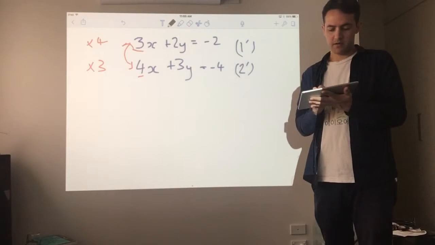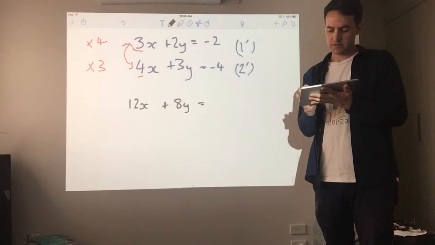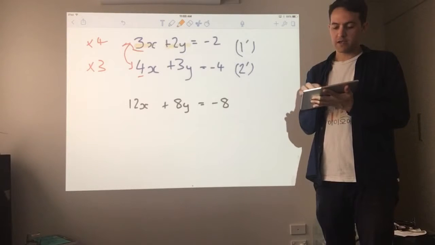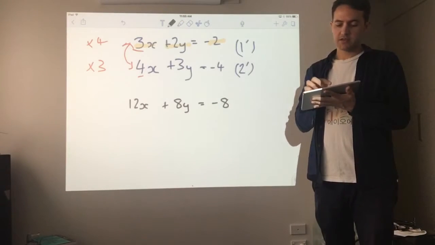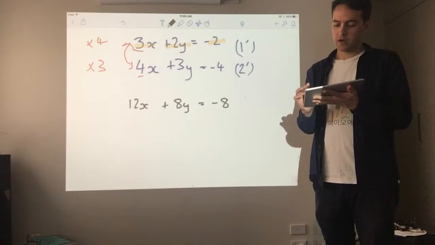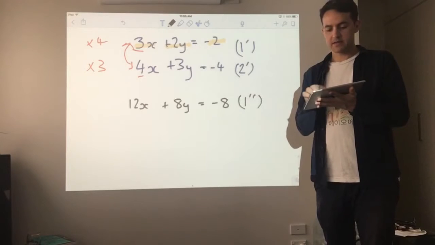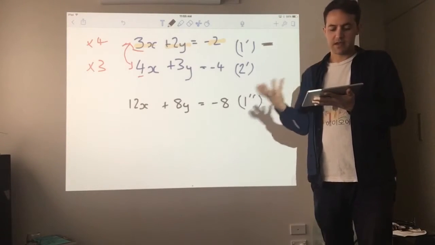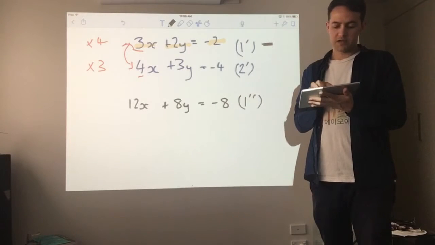Now what that will give me for my two new equations, if I multiply the top equation by 4, I'm going to get 12x plus 8y equals negative 8. Remember, I have to multiply all three terms by that in order to keep the relationship. And so this new equation, and I'm going to call it 1 double dash, is exactly the same relationship as this top equation here. So they're saying exactly the same thing, I've just multiplied everything to keep it reasonable.